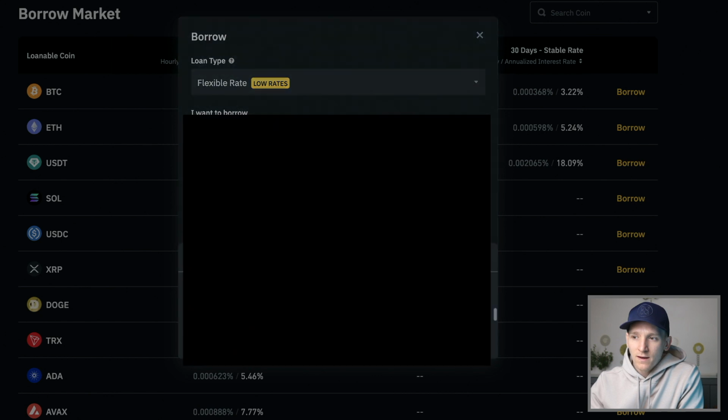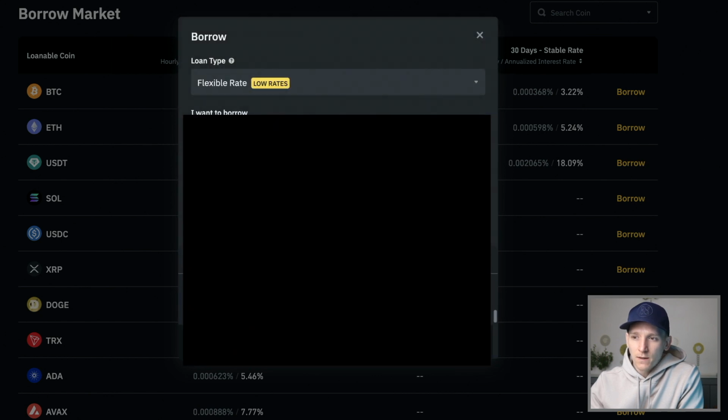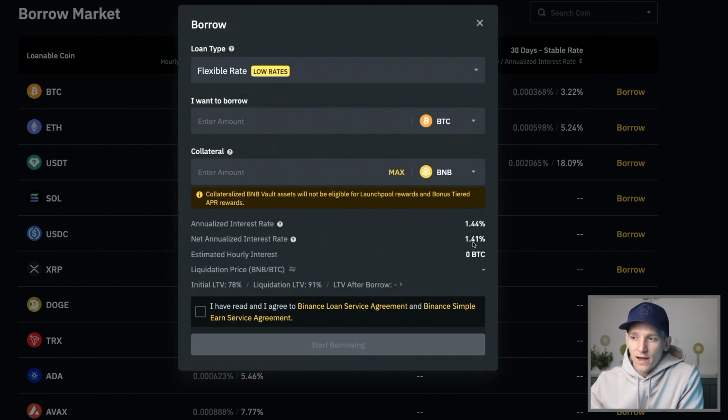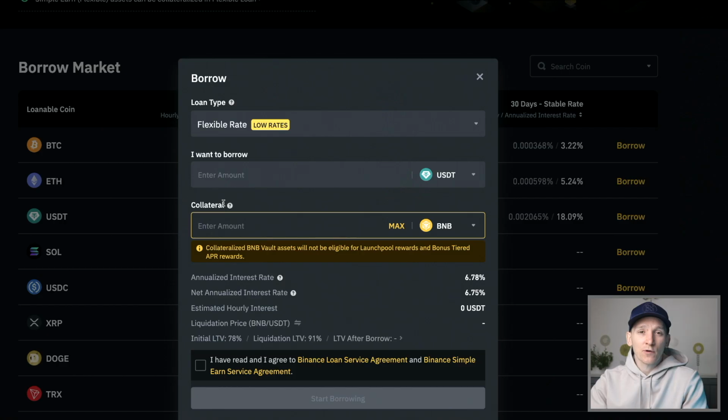If I want to go ahead and change the collateral, so I'm going to use BNB, you'll see that the interest rate now is reduced, but it's still positive because BNB isn't getting a lot of interest in Simple Earn. Let's go ahead and borrow against our crypto collateral then.